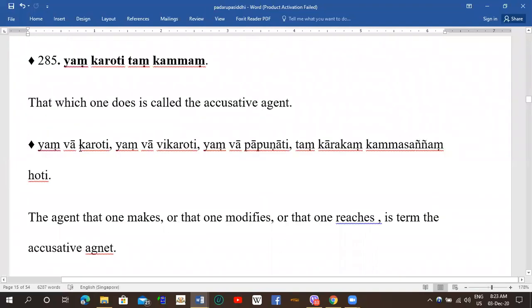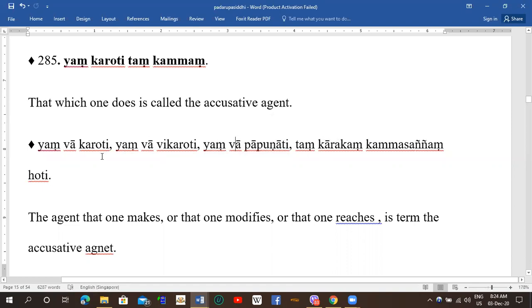Yamwa karoti. This explanation is referring to nepataniya kama. Yangwa vikaroti, this explanation is referring to vikaraniya kama. Next one, yangwa papunati, this explanation is referring to papaniya kama. So here he explains like this: yangwa karoti, yangwa vikaroti, yangwa papunati.